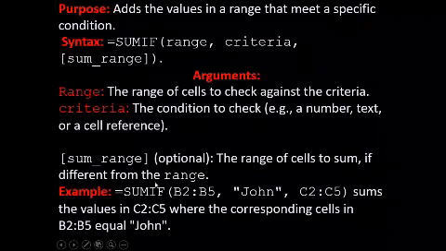Example, we have a sample here. SUMIF, colon, B2 to B5, and this is the criteria we are looking for, the join, and this is the sum range, which is column C2 to C5. Sum the values in C2 to C5.